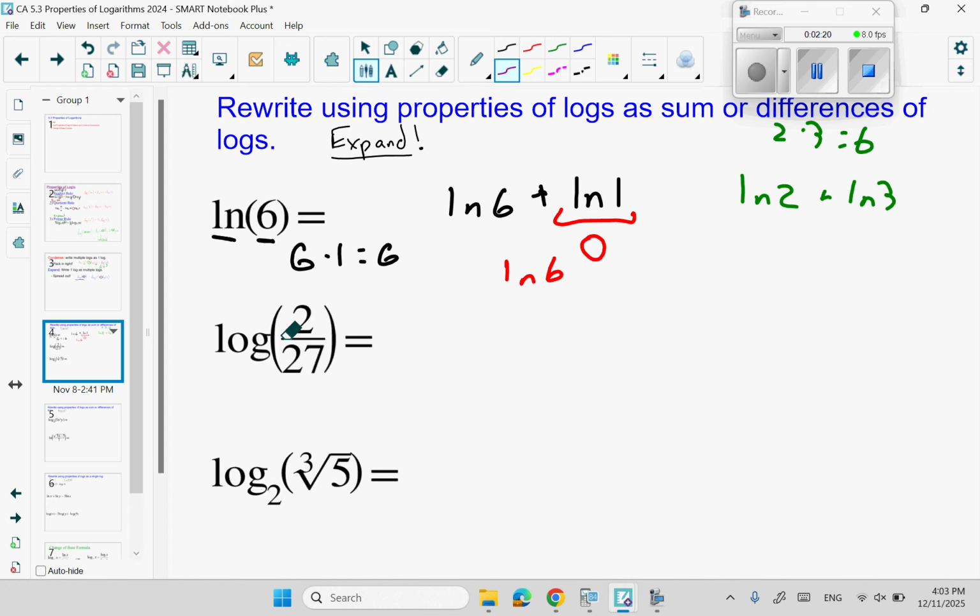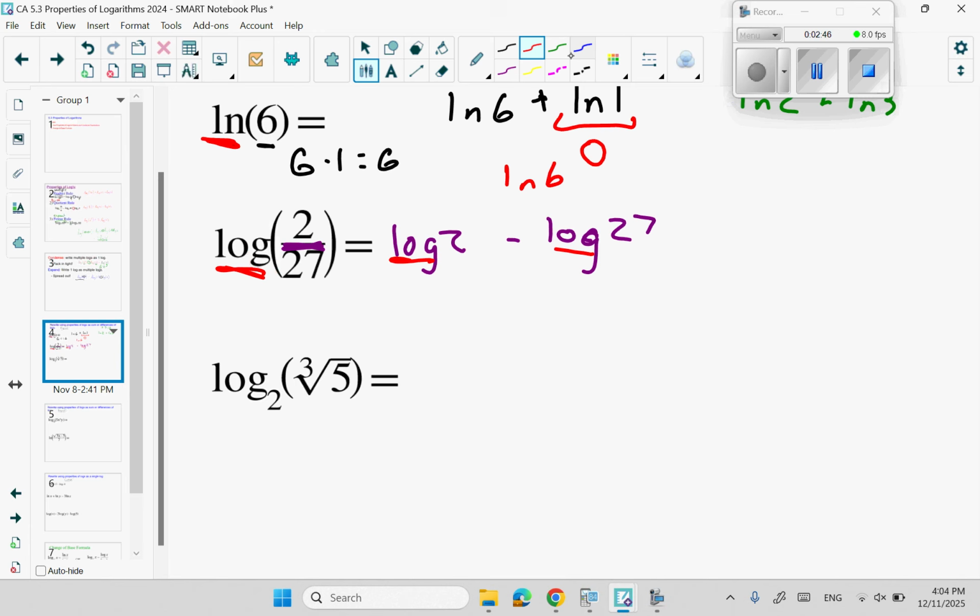Here we have a little bit more written direction. I have the divide sign, so I'm going to separate them through subtraction. It's important to also note that whatever your starting log is, whether you expand or condense, it's got to be consistent. So this is log, so I just kept it as log. In this case, we have log base 2, so I'm going to have to keep it as log base 2.